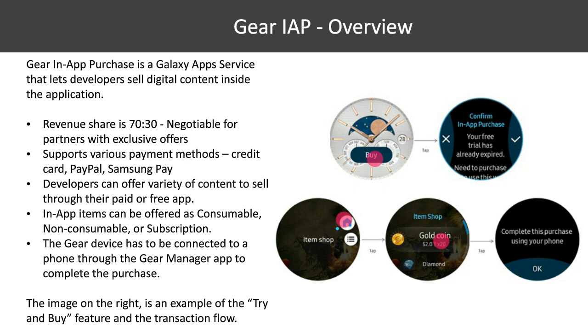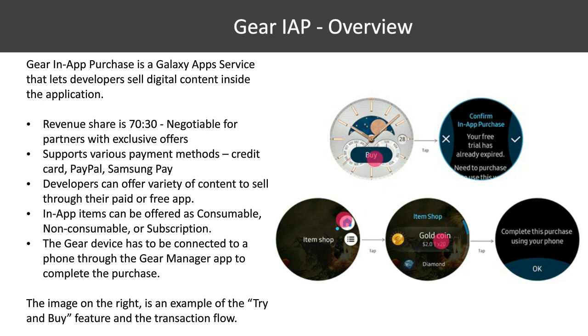It supports different kinds of payment methods like credit card, PayPal, and Samsung Pay. Developers can offer a variety of content to sell through their application, which can be either a paid application or a free application. In-app purchase items: there are 3 different kinds of in-app purchase items that you can sell through your app. It can be a consumable, non-consumable, or a subscription.